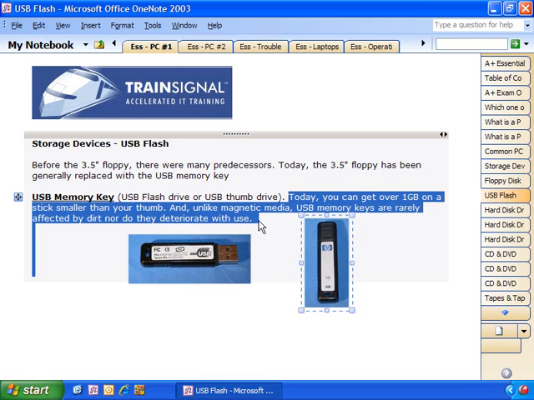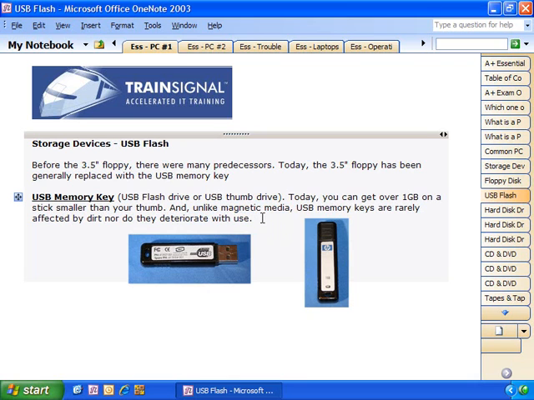And unlike magnetic media, USB memory keys are rarely affected by dirt, nor do they deteriorate with use. So this USB memory key actually is my memory key, and I had it in my pocket and it went through the washer and the dryer, and after that my 1 gig memory key still worked fine, and it still works to this day. So interesting story, but it shows you just how rugged and reliable these USB memory keys are. I mean, you could not do that with a floppy disk at all.